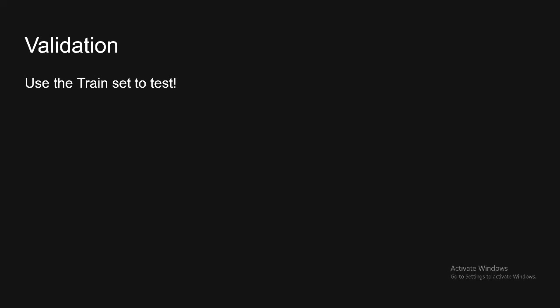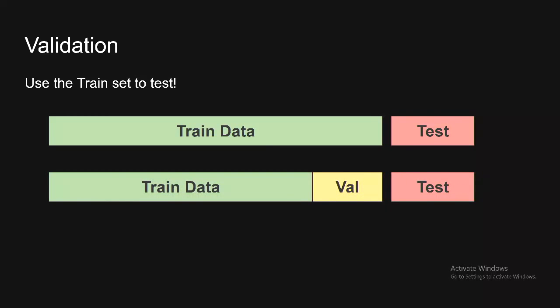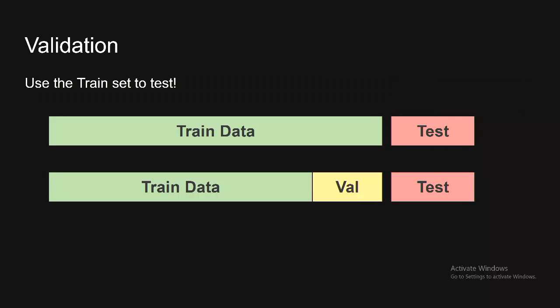And last up, I want to say that we can also use our training set to test. Here's what I'm talking about. We take our training data set and our testing data set, and instead of just training on the training data set and testing on the test data set, we're going to separate some amount of the training set as a validation set. So we're going to train on the training data set, test on the validation set, and then save the testing data set for us to be able to check against later.